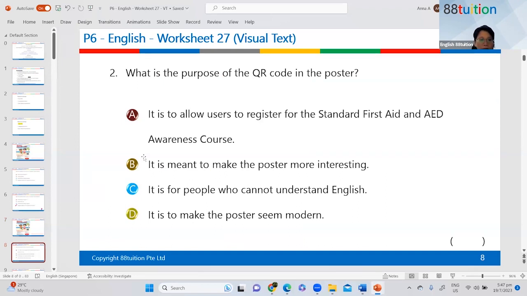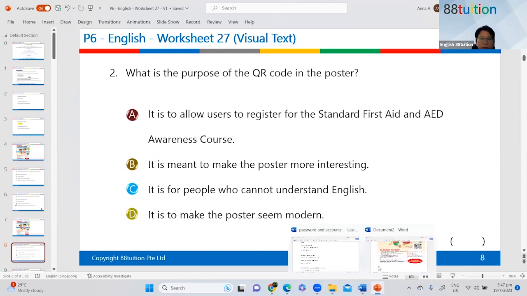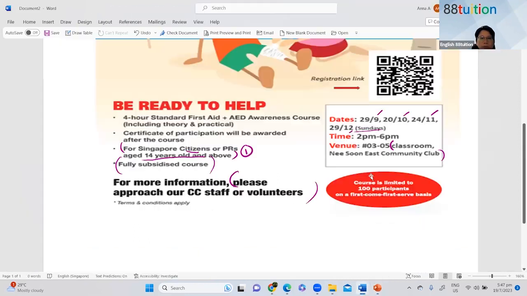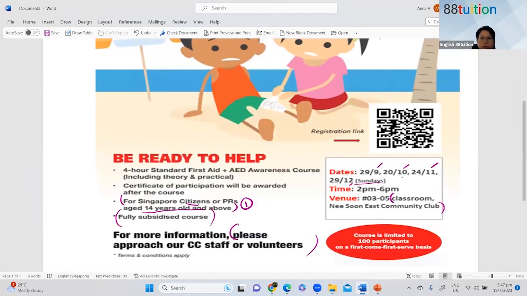B, it is meant to make the poster more interesting. It is for people who cannot understand English. It is to make the poster seem modern, right? So what will be our answer? QR code. So we look at the QR code here. As you can see, the QR code here, right? It's already mentioned registration link. So there's only one answer there, correct?